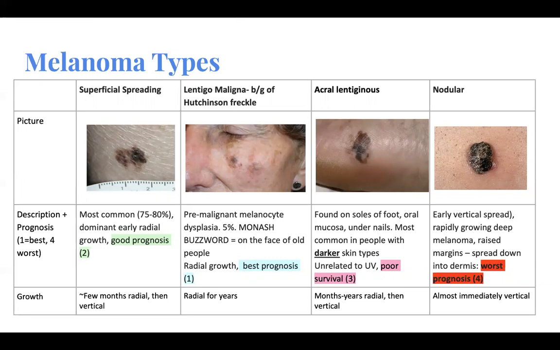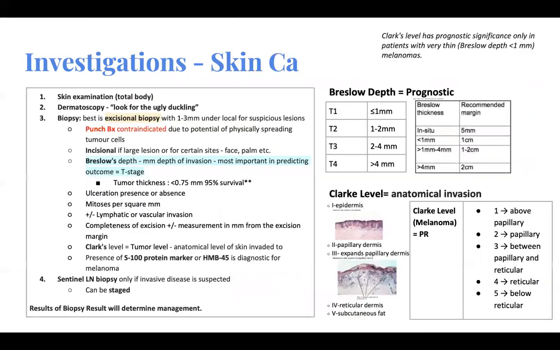And then lastly, nodular melanoma has the worst prognosis because it's associated with the most amount of vertical growth. So more vertical growth is worse prognosis, so greater Breslow thickness.